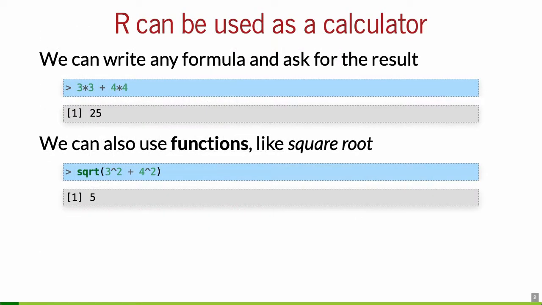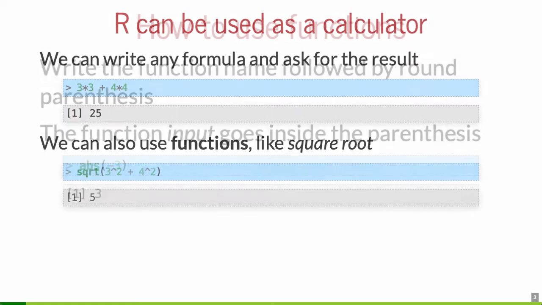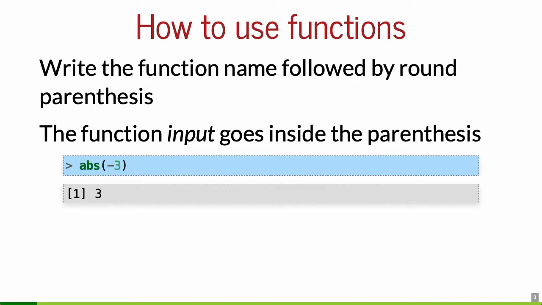In the previous class, we discussed how R can be used as a typical calculator. We can write a formula directly in the prompt, and R will respond with the result. We can also use functions that we write with the name followed by parentheses. So in R, functions always have the same shape. The function has a name, and the input of the function is inside a round parenthesis.